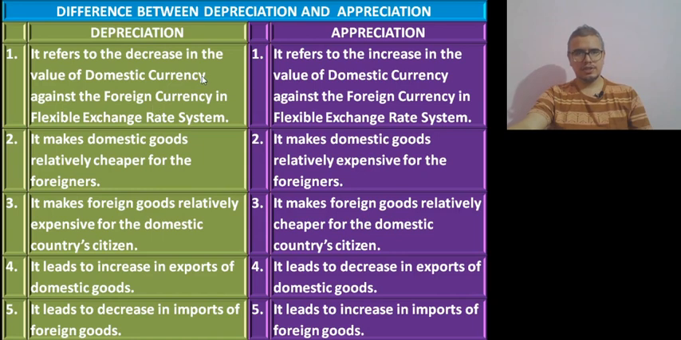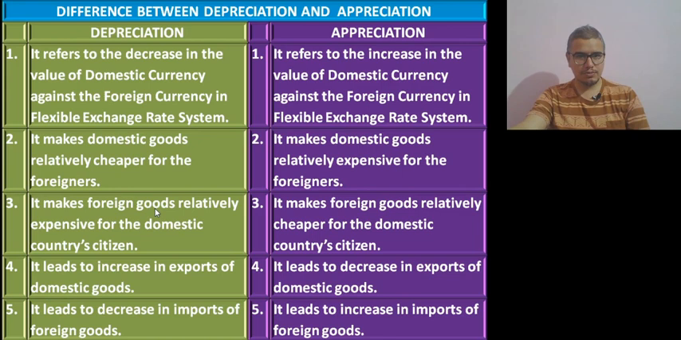Depreciation means decrease in the value of domestic currency against foreign currency in the flexible exchange rate system. Appreciation refers to the increase in the value of domestic currency against foreign currency in the flexible exchange rate system. Depreciation makes domestic goods relatively cheaper for the foreigners. Appreciation makes domestic goods relatively expensive for the foreigners.